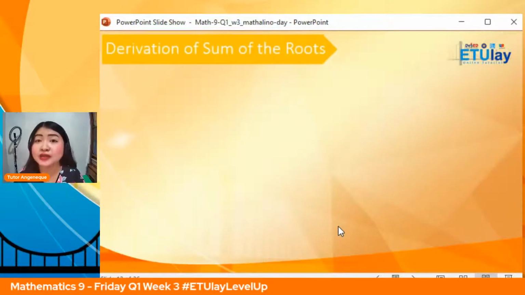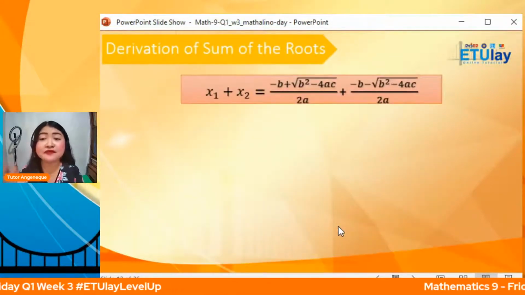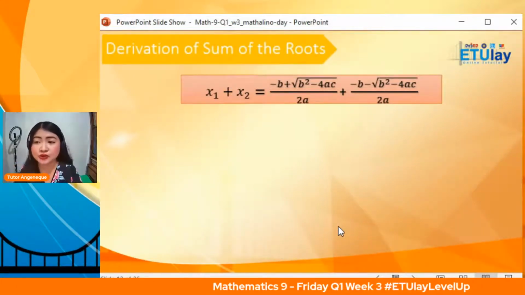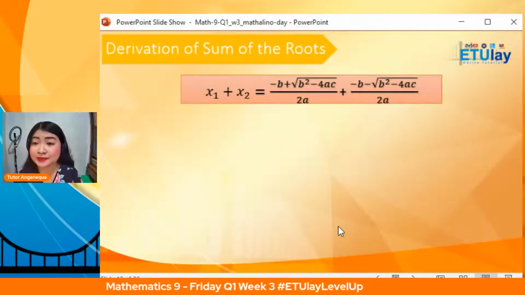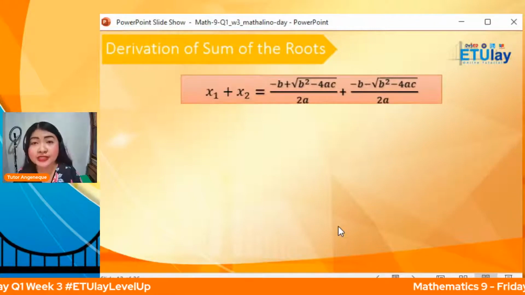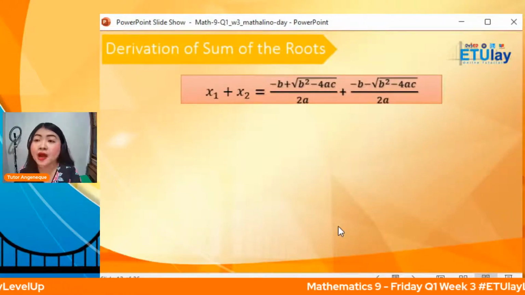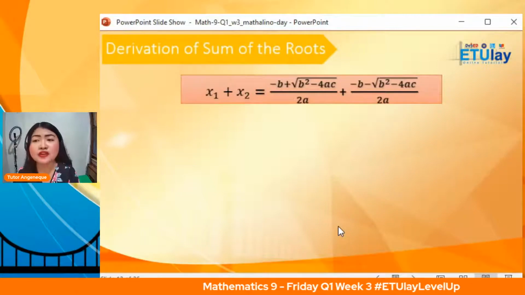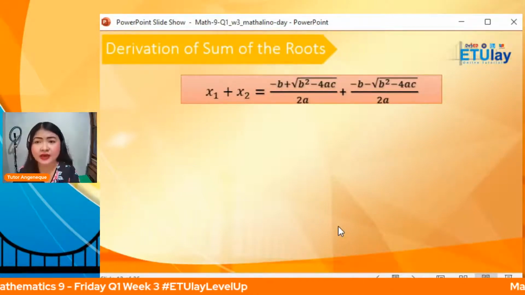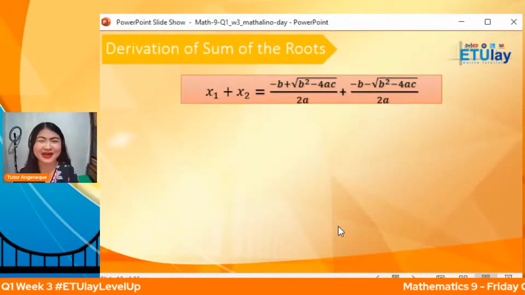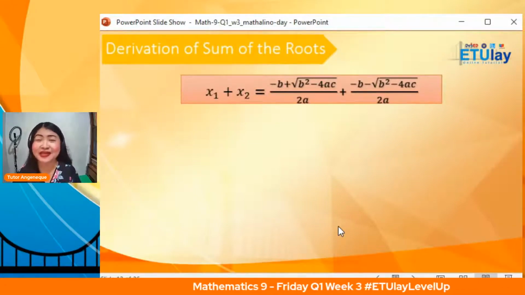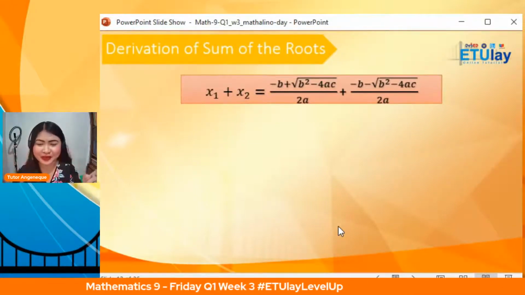So, let's try to derive. If these are the two roots, then if we add the two roots, so negative b plus square root of b squared minus 4ac all over 2a plus negative b minus square root of b squared minus 4ac all over 2a, ano ang kalalabasan? May makakancel ba dyan? Eh, parehas naman yung kanyang denominator, right? So, we can combine the numerator.